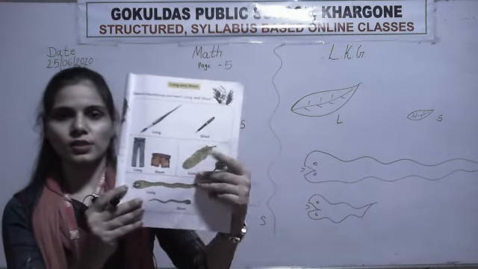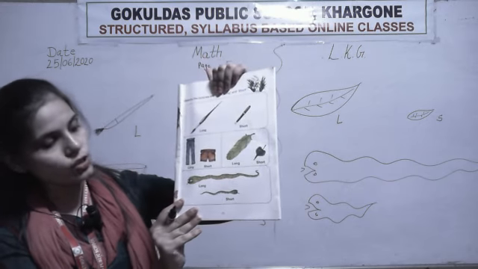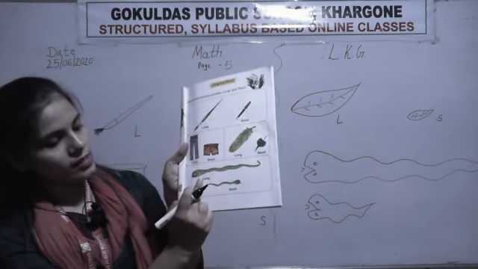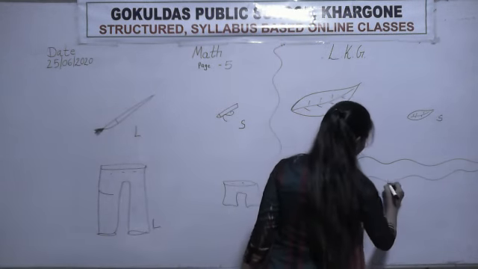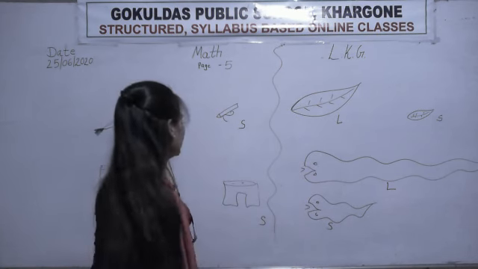So two snakes are there, 1 and 2. So which one is long and which one is short? Yeah, this is the long image. So this one is long and this one is short. Here, long and short. Okay.